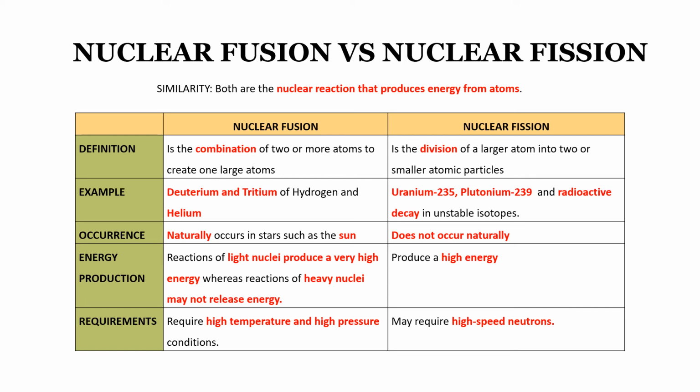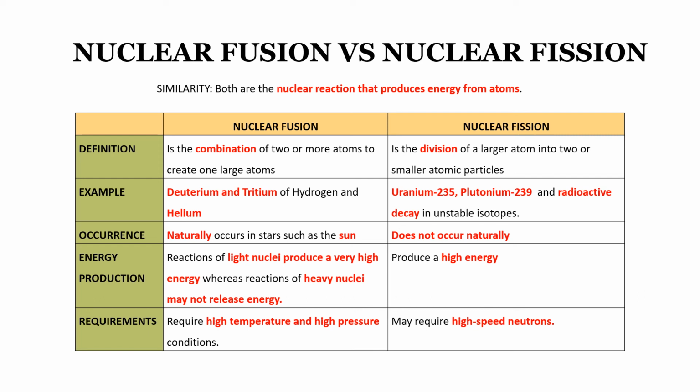Nuclear fusion, by definition, is the combination of two or more atoms to create one large atom. And nuclear fission is the division of a larger atom into two or more smaller atomic particles. The examples for nuclear fusion are deuterium and tritium of hydrogen in helium. As for nuclear fission, the examples are uranium-235, plutonium-239, and radioactive decay in unstable isotopes.